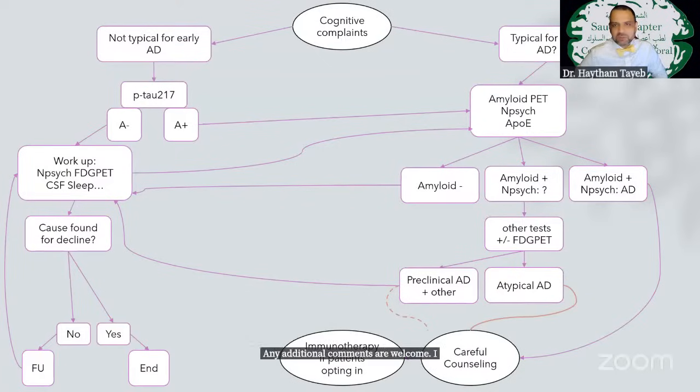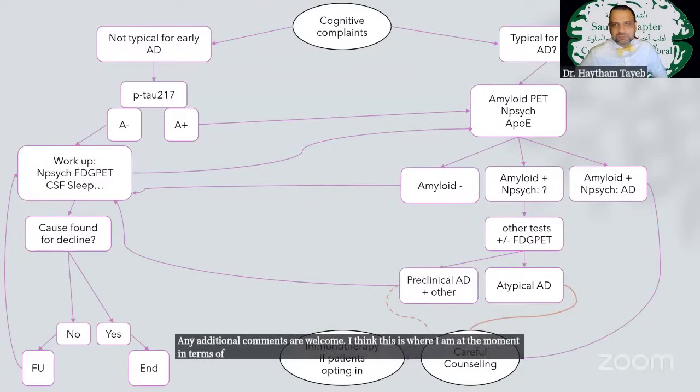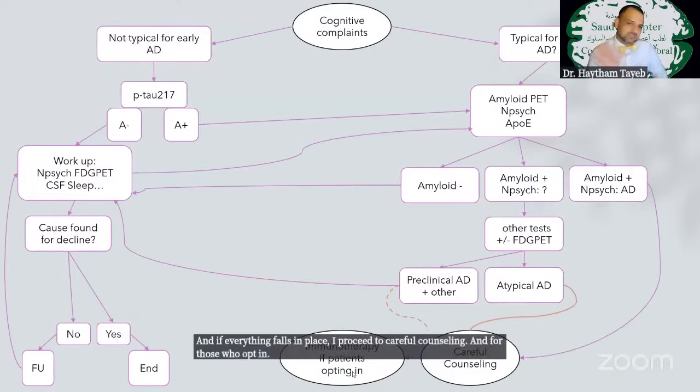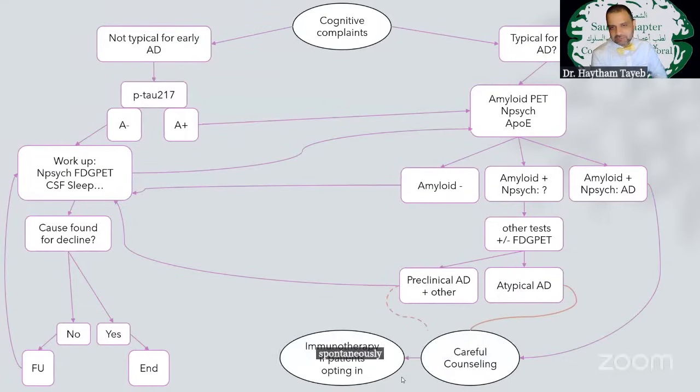I think this is where I am at the moment in terms of how I proceed. When I get a patient who is typical for early AD, I proceed with hardcore biomarkers, so amyloid PET or CSF, and I get neuropsych and ApoE. And if everything falls in place, I proceed to careful counseling. And for those who spontaneously opt in, I proceed. And in cases where I don't find amyloid, it triggers an existential crisis where you continue searching, something like what I've demonstrated to you here.